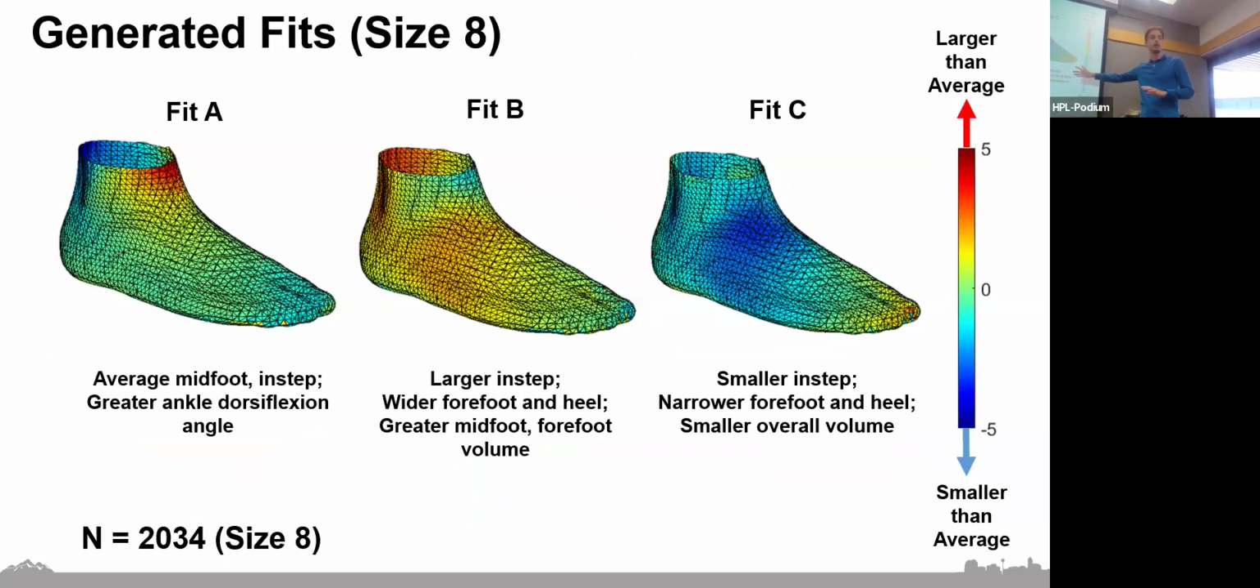So you can see here that when we compare those 3 generated shapes to the single average shape for the whole size 8 data set, this is how they sort of vary from the mean. On the left, the first fit is about the same as the average shape for the population, except for that ankle dorsiflexion angle. And the second fit has got a larger instep and is slightly wider, right? It's in the yellow-orange region there. And the third is a much smaller volume solution, especially in the instep.